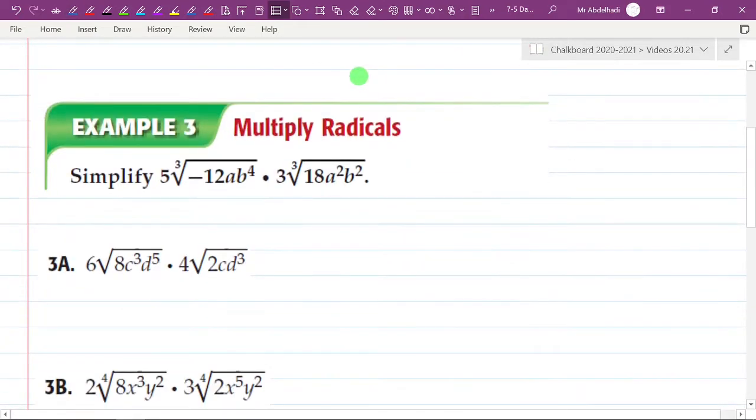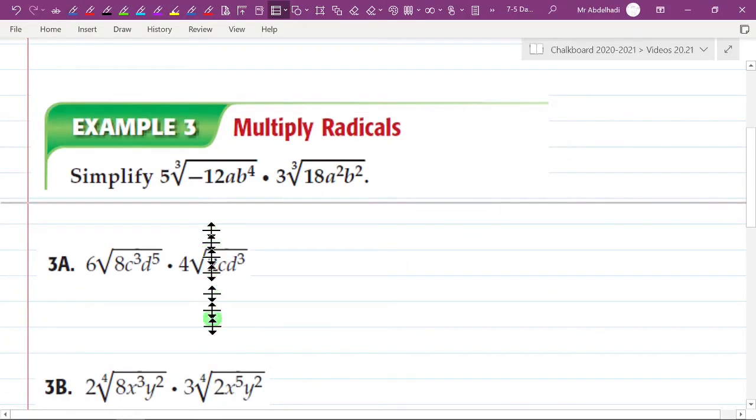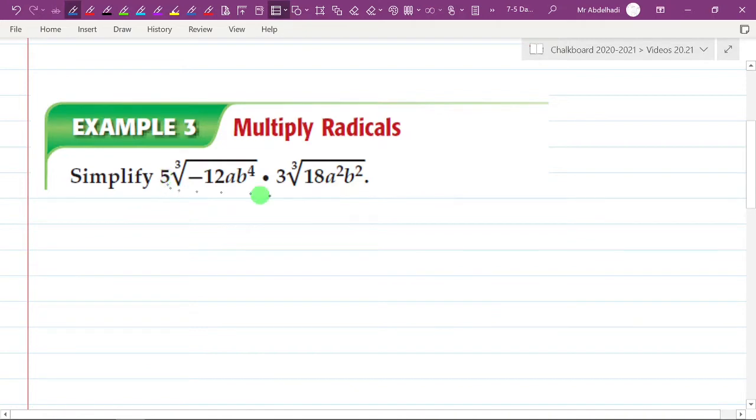We have some multiplication. We want to multiply this times this. Now you notice they're both cube roots, so we're good. There's a negative in here, but that's fine because it's an odd root, so that's not a problem. And we have numbers outside of the radicals as well. So if you have numbers outside, that's okay. Multiply the outside stuff first. So 5 times 3, that's just going to be 15.